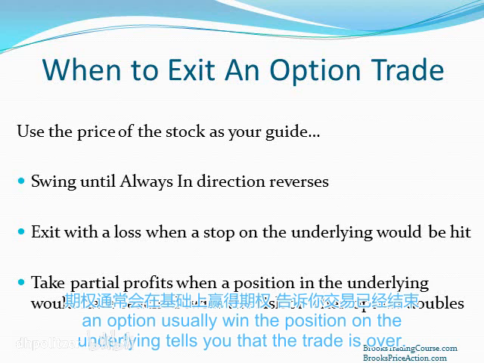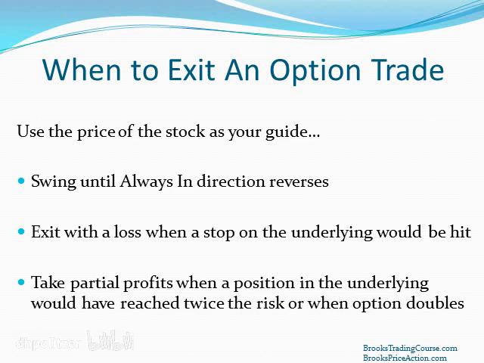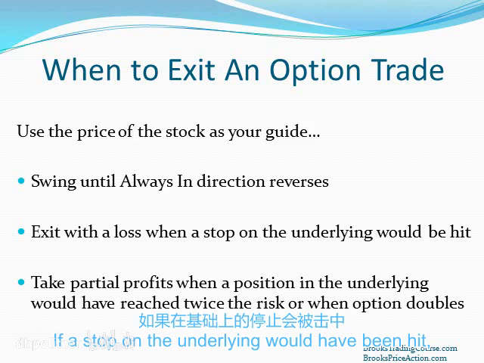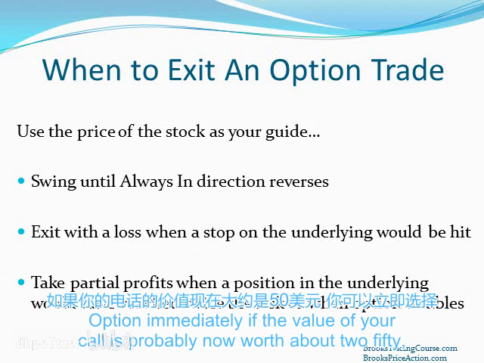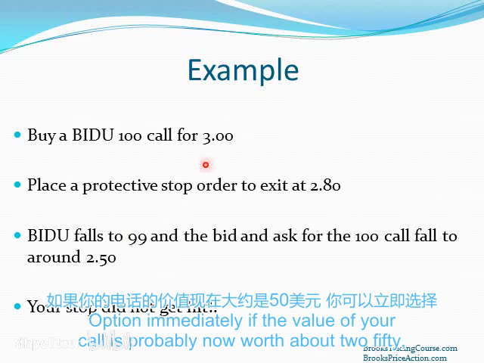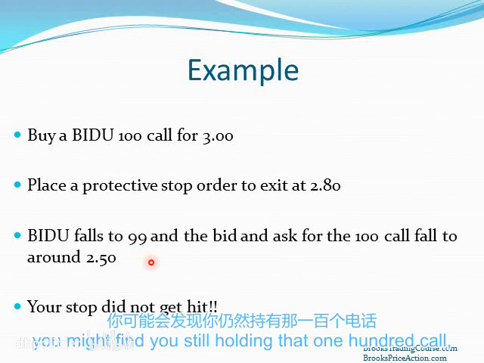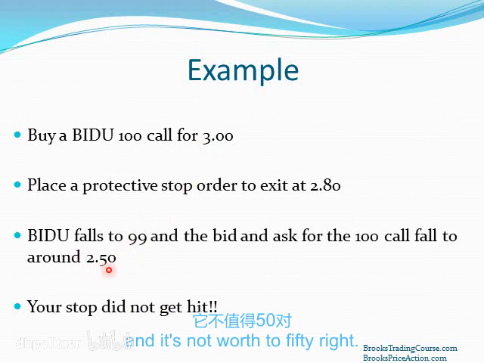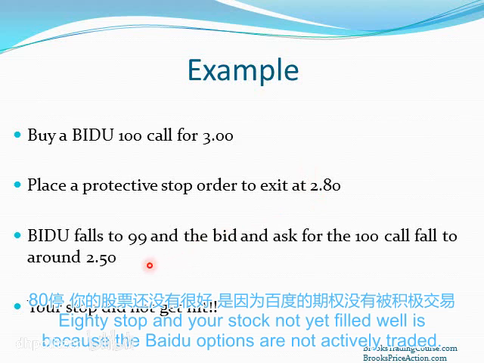When to exit an option? Usually when the position on the underlying tells you that the trade is over. So, for example, you stay in until the always-in direction reverses, and if a stop on the underlying would have been hit had you taken the position in the underlying, then you just go ahead and exit the option immediately. If the value of your call is probably now worth about 250, and if you look over at your positions, you might find you're still holding that 100 call and it's now worth 250, right? How could it fall to 250, well below your 280 stop, and your stop not get filled?